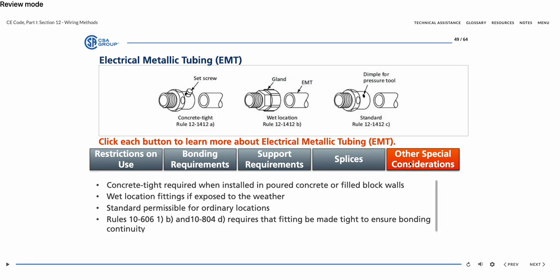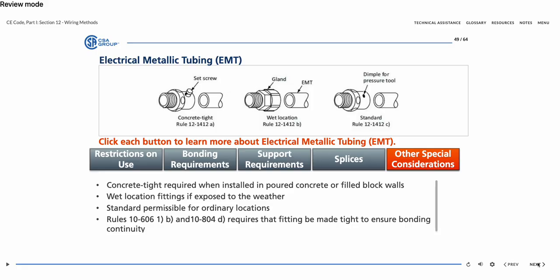The fittings used for EMT are determined based on the environment the conduit will be installed in. If embedded in concrete or masonry, the conduit must be joined with concrete-type fittings to prevent concrete or grout from seeping in and filling up the conduit. If exposed to the weather, or in some cases exposed to sprinkler pipes, wet location fittings are required. In all ordinary locations, standard fittings may be used, although it is still permissible to use concrete or rain-tight fittings in these locations as well.